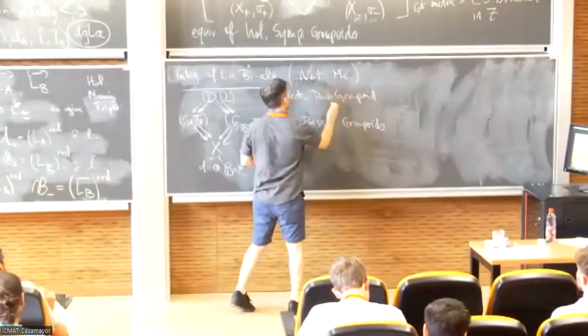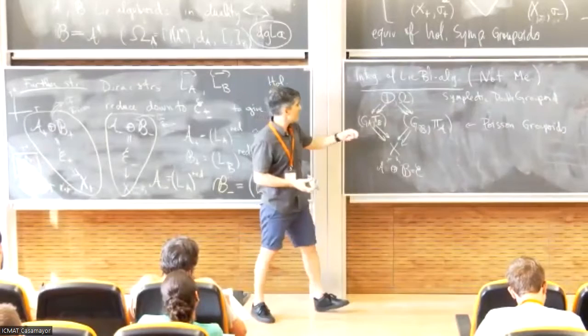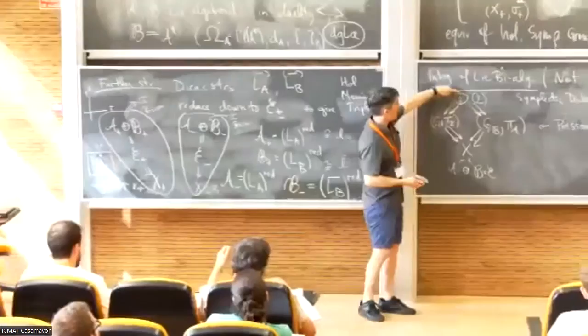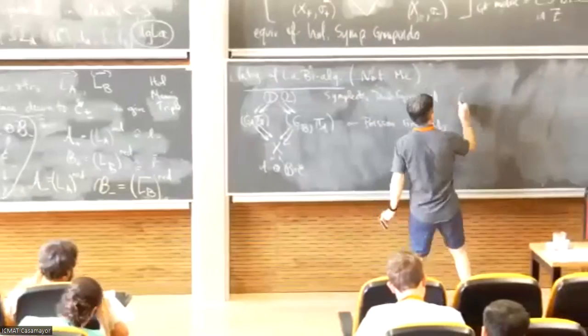If you're one of these simplicial people, a simplicial maximalist, what you can do is just sum over the diagonals, and you'll see that you have level zero, level one, and level two. So it's a two-step simplicial manifold, right? And it is a two-shifted symplectic structure.